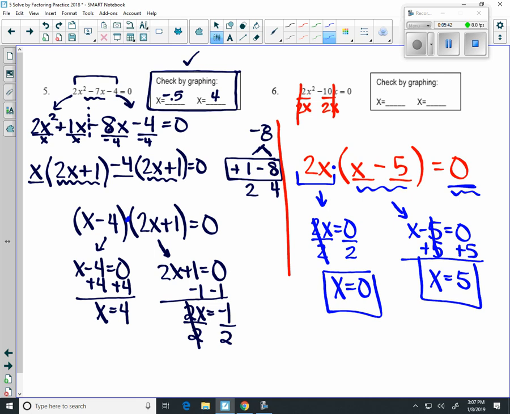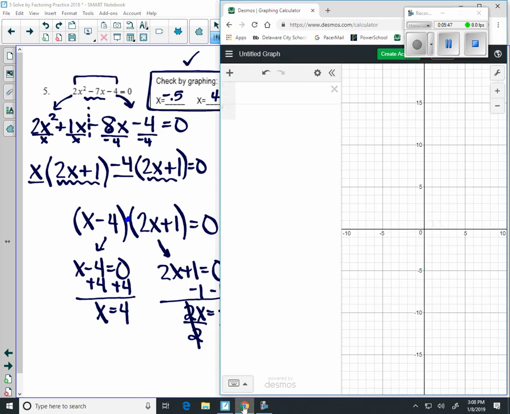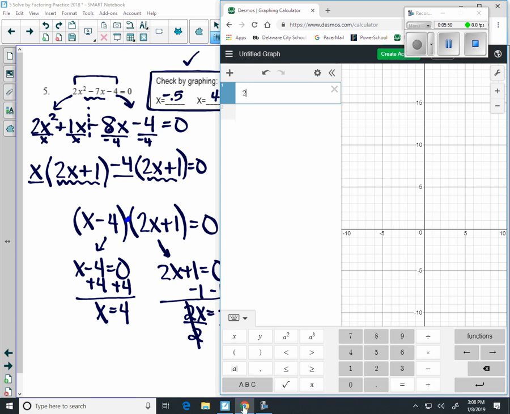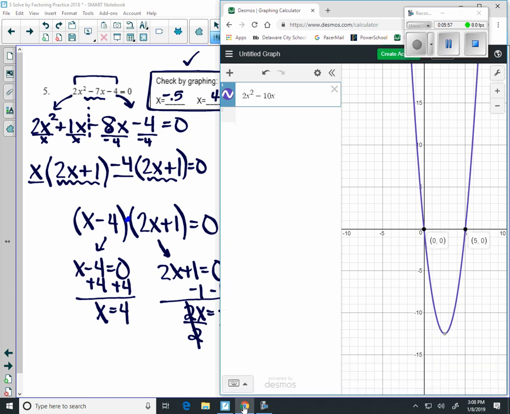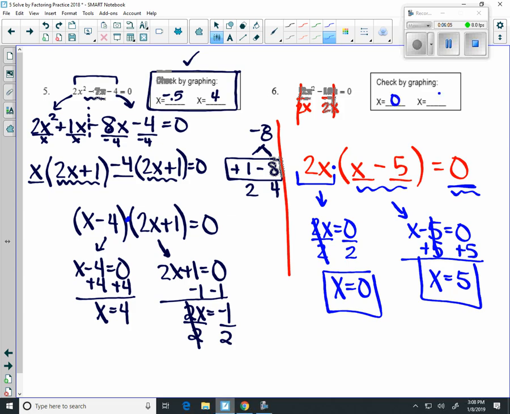We can double check this one in Desmos as well. I know it looks a little funny, it looks a little different than the last problem, but it was just 2x squared minus 10x. And we're looking for it to cross our x-axis at 0 and at 5. And it does. If you're struggling with the factoring, at the very least, put the problem into Desmos and see if that helps you.